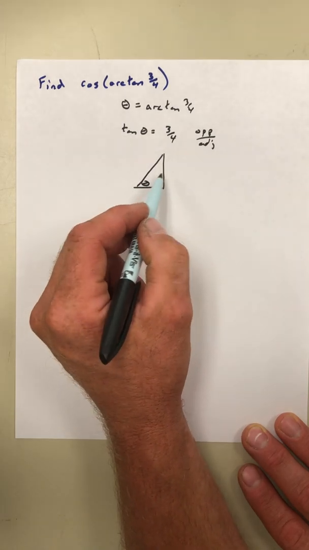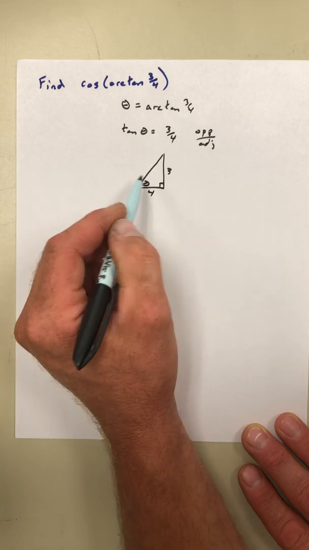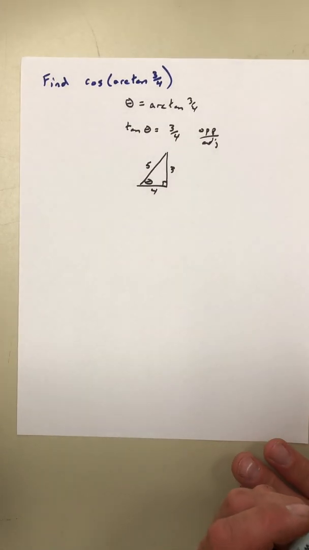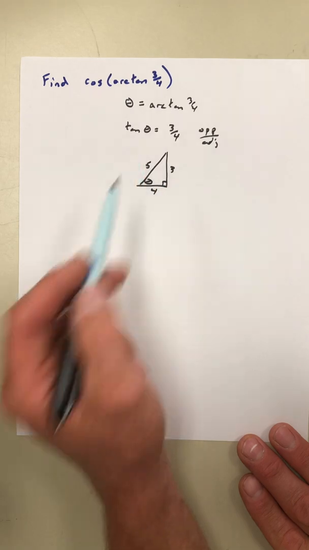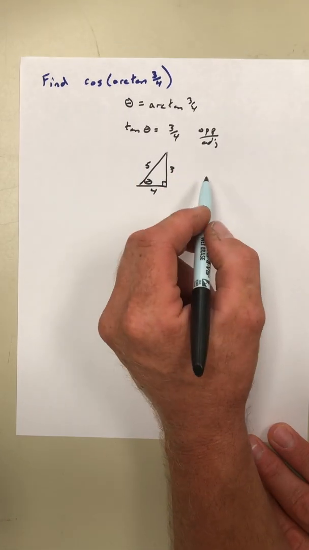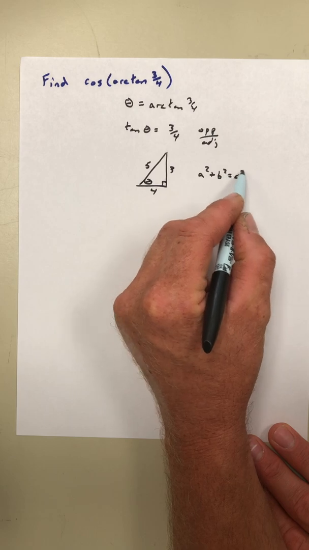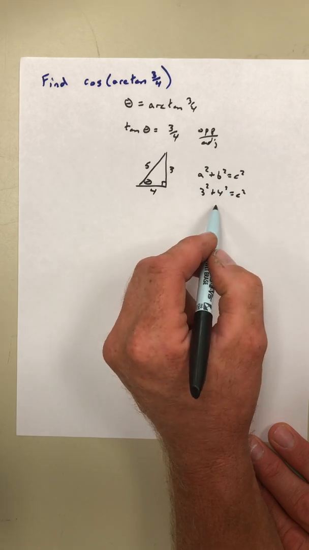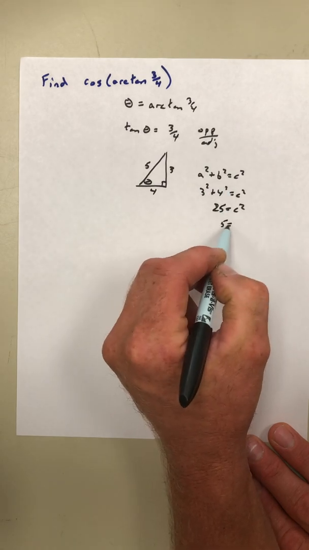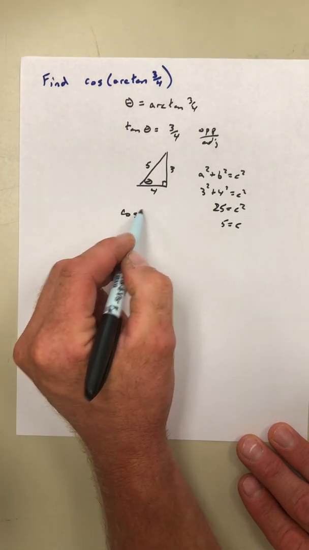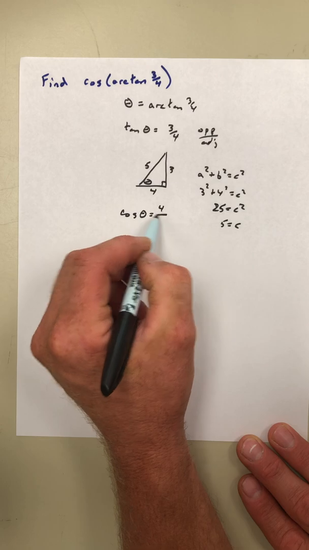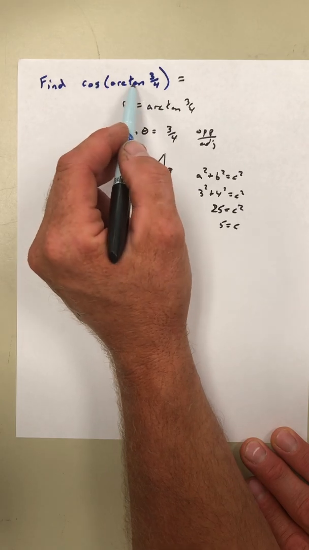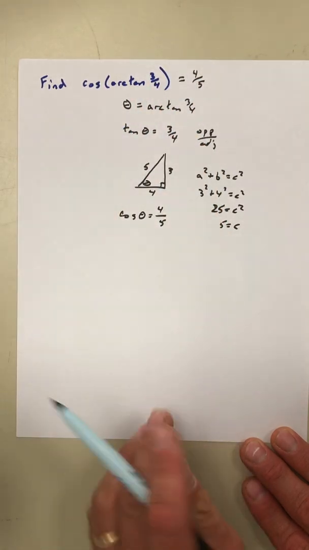There's our theta. So our opposite is 3, our adjacent is 4. So we know we have a 3/4. Hopefully you remember your Pythagorean triples. So 3, 4, 5 is a perfect triangle. If not, you can go back here and do your a squared plus b squared equals c squared. So 3 squared plus 4 squared equals c squared. 3 squared is 9, plus 16 gives us 25 equals c squared, or 5 equals c. So then we're looking for the cosine of theta. The cosine of theta is the adjacent over the hypotenuse. So we get the cosine of theta equals 4/5. So the cosine of the arctangent of 3/4 is going to equal 4/5.